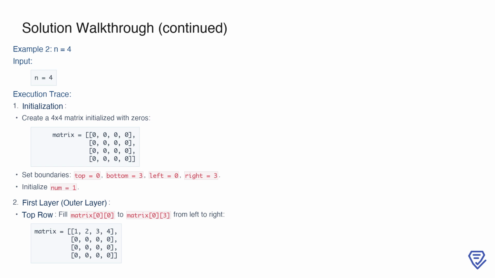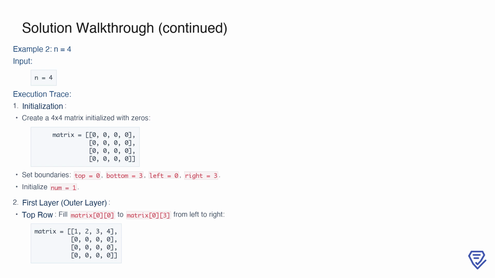We start by initializing a 4x4 matrix filled with zeros and defining the boundaries, top, bottom, left, and right, which initially span the entire grid. We set number to 1 to begin filling the matrix. Starting with the top row, the numbers 1, 2, 3, and 4 are placed from left to right.